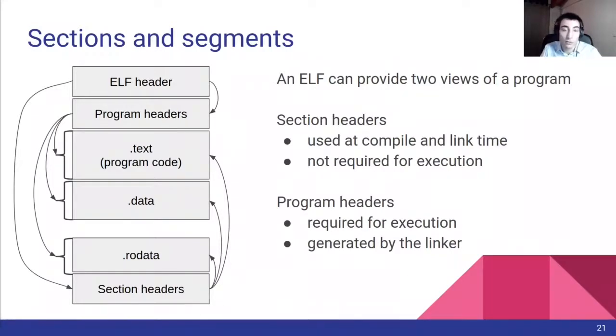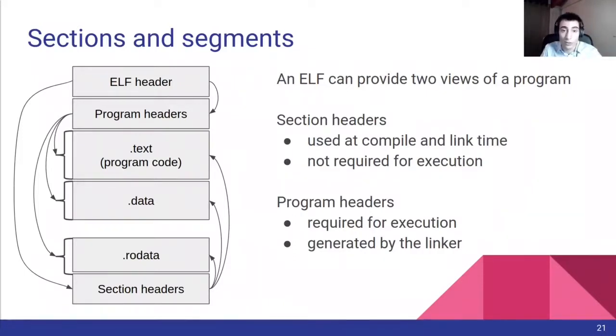An ELF file can provide two views of the same program. The first view is provided by the sections in the section header table. Sections are used by the compiler and by the linker, and that's what the compiler and the linker reason about. Section headers are not actually required for execution, and that's why when you run strip, it can safely strip out the section information, and the program will run just fine.